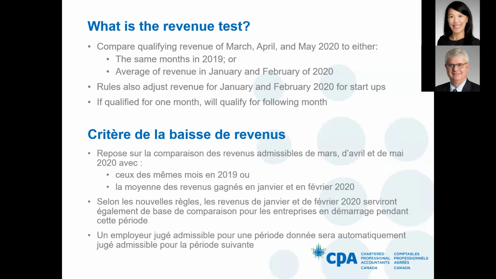Finally, I want to mention that the legislation introduced a new feature where if an employer is found to be eligible for a specific period, it would automatically be deemed to qualify for the next period. So this feature helps provide some greater certainty to businesses that they will qualify for the upcoming month without having to necessarily predict future revenues. It also helps ensure that businesses won't fear trying to recoup some lost revenues in the following months in the fear that they may lose out on the subsidy.